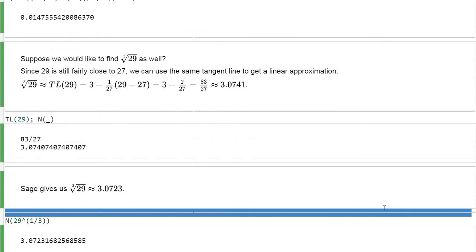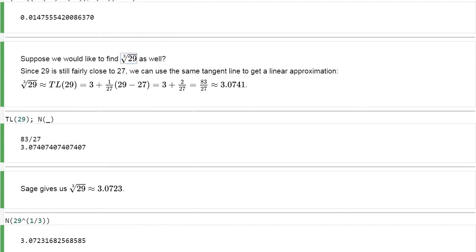Now let's say I wanted to do the cube root of 29, and 29 is still fairly close to 27. There is no other perfect cube that's closer to 29, so we might as well just go ahead and use the same tangent line and see what happens. And so that's what I did. Cube root of 29 is roughly the tangent line evaluated at 29. And so I put 29 in there for x, and I get 83 over 27, which is roughly 3.0741. So here is my approximation from that same tangent line.